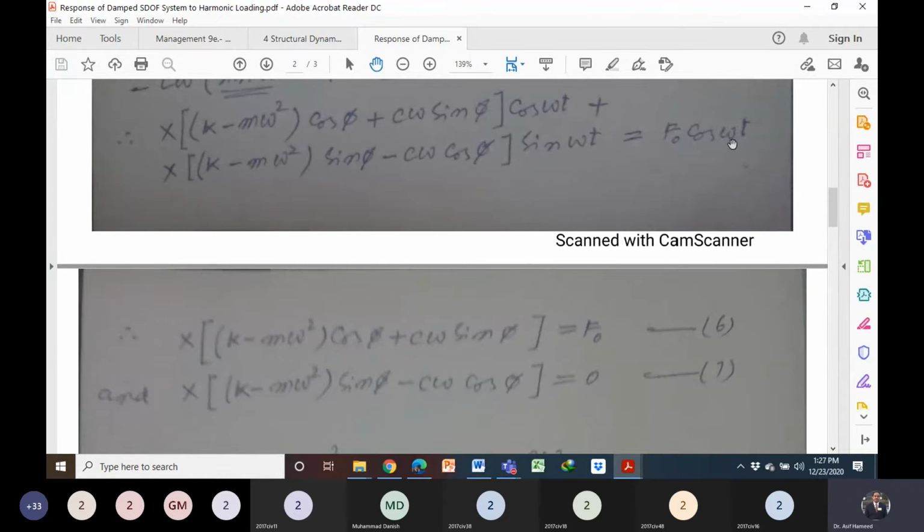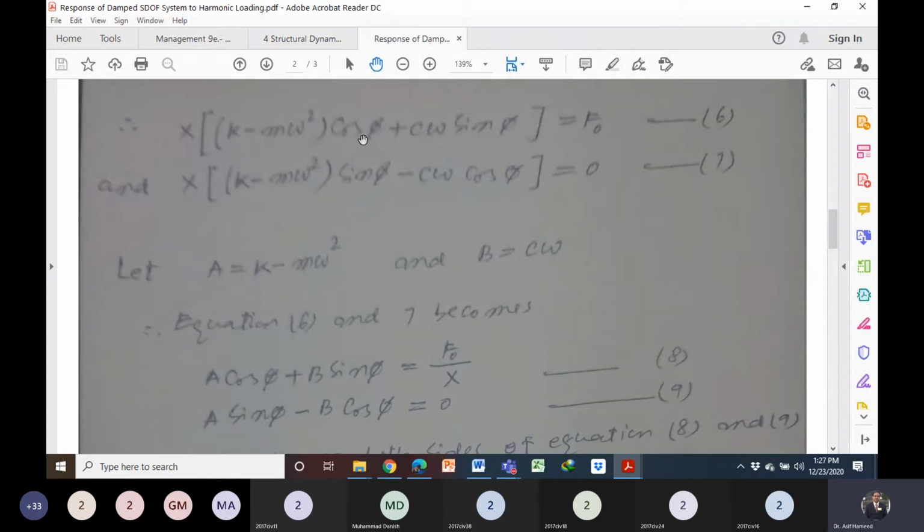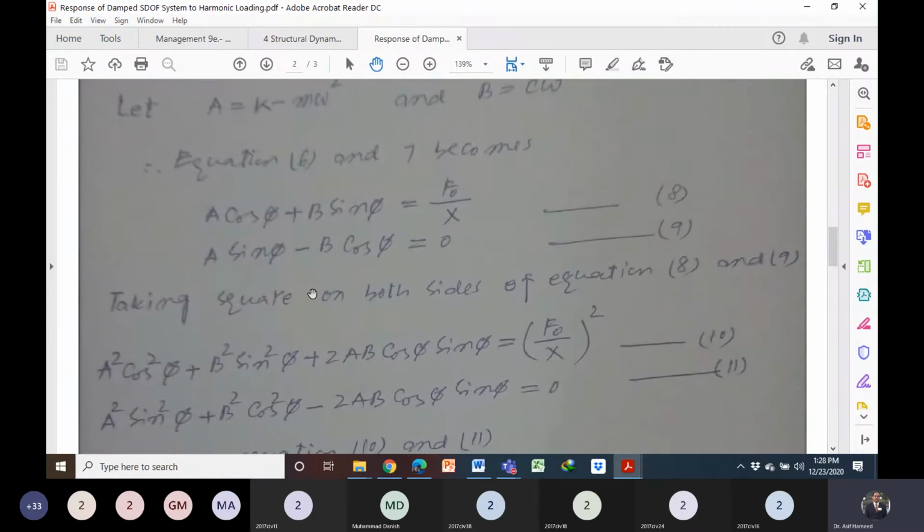Yes, sir. We have two terms on the left hand side, and one term on the right hand side. So we can compare the coefficients. So we have these two equations. To make it simpler, what we can do, we can assume k minus m omega square equal to capital A and Cw equal to capital B. So A cosine of phi plus B sine of phi. Similarly, A sine of phi minus B cosine of phi. On the right hand side, this will be F naught divided by capital X, and it will be 0. So these are the simplified expressions now.